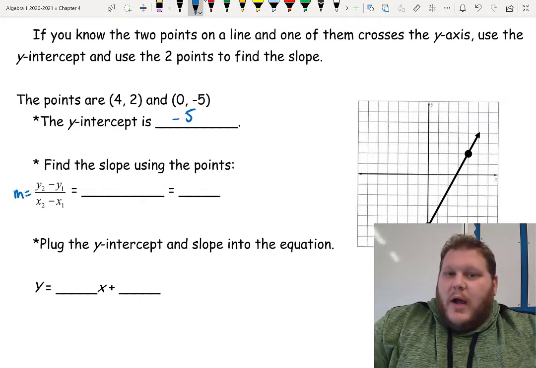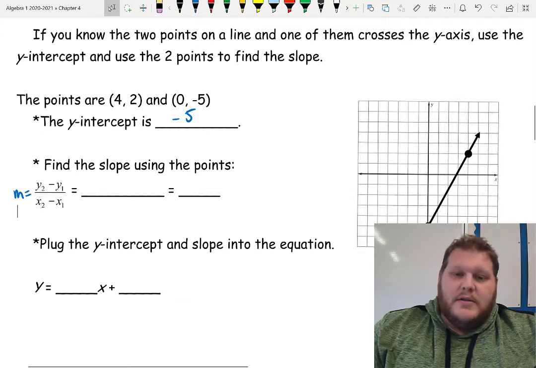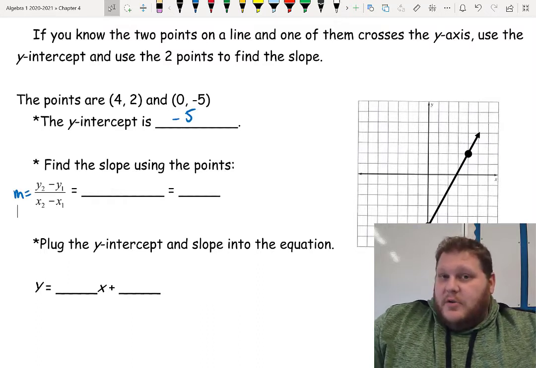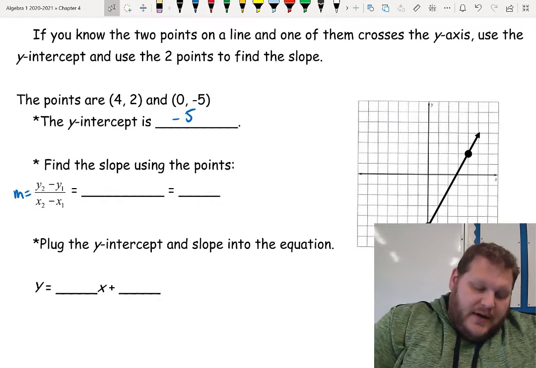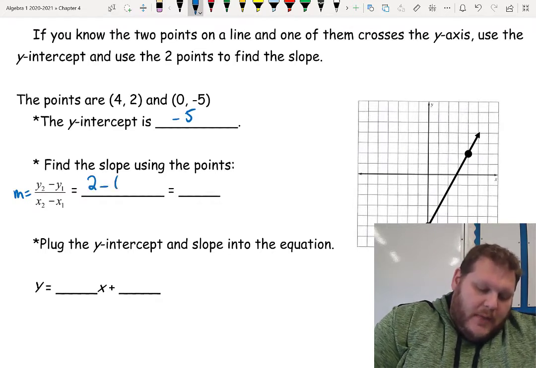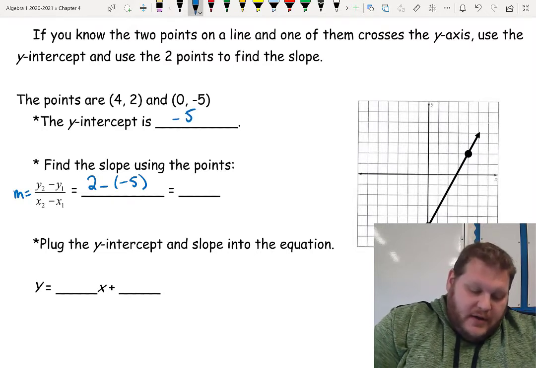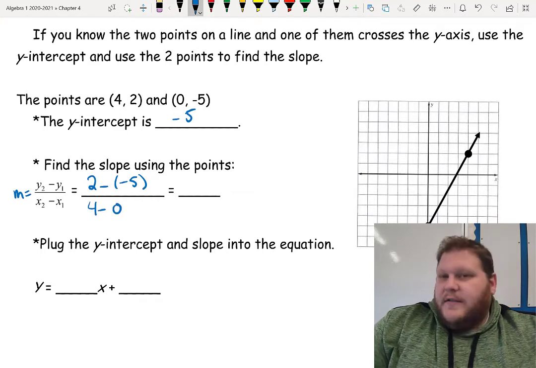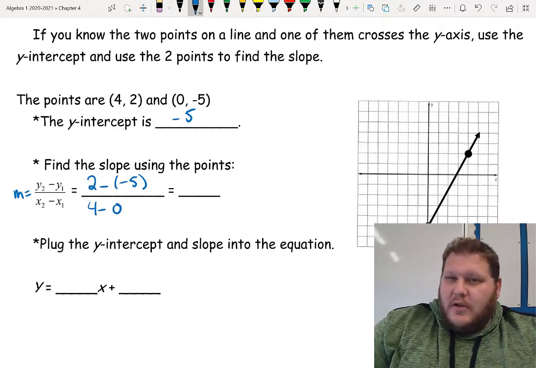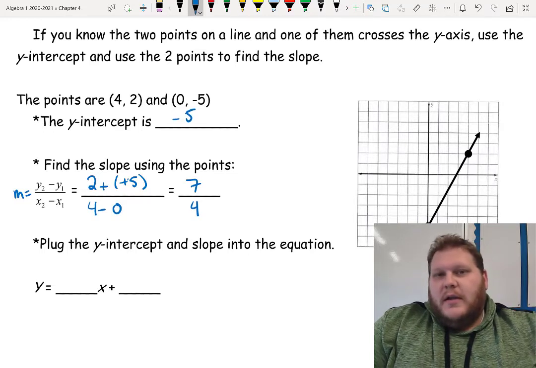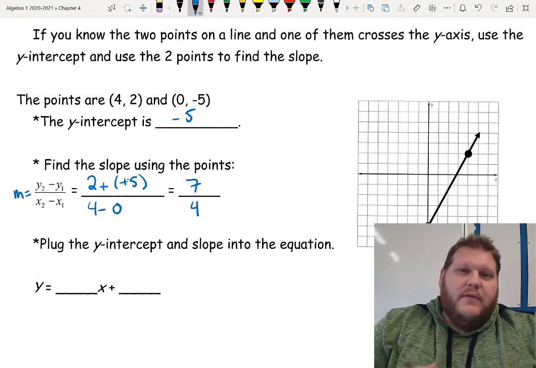Our slope formula is y2 minus y1 over x2 minus x1. Basically, I'm just subtracting my y values up top and subtracting my x values on the bottom. Order does not matter as long as you keep it consistent. So here, if I did 2 minus -5, if I started with 2 in the y values, I have to start with 4 in the x values, because (4, 2) is the coordinate that I'm working with here. So now subtracting -5 is like adding 5, so I have 7 over 4, because 4 minus 0 is 4. You get the same thing if you went the other order.